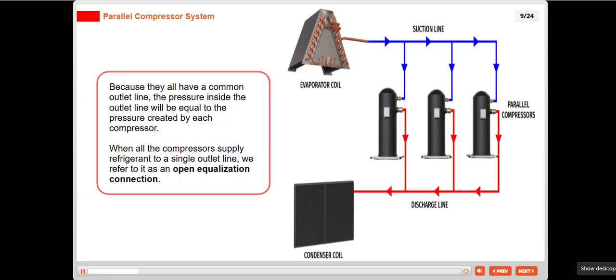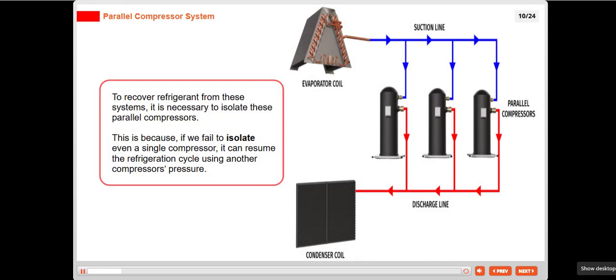Because they all have a common outlet line, the pressure inside the outlet line will be equal to the pressure created by each compressor. When all the compressors supply refrigerant to a single outlet line, we refer to it as an open equalization connection. To recover refrigerant from these systems, it is necessary to isolate these parallel compressors. This is because, if we fail to isolate even a single compressor, it can resume the refrigeration cycle using another compressor's pressure.